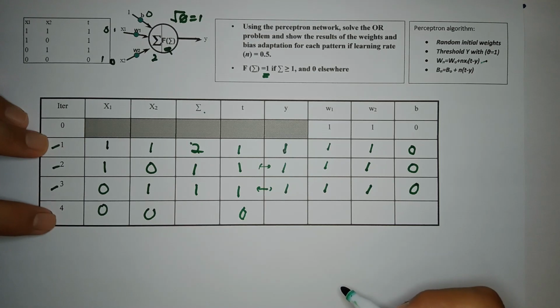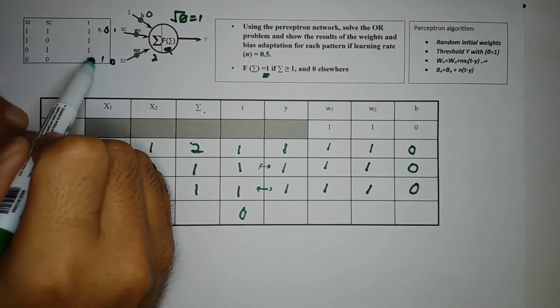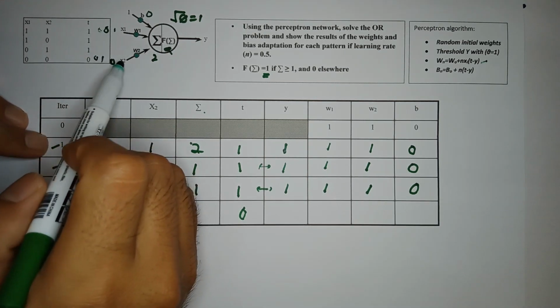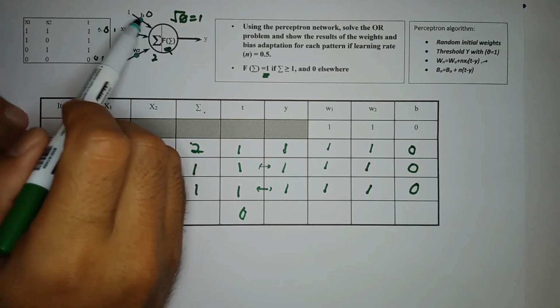And then we move on to the final part. For the final part, we just feed 0, 0 here. So if this part is 0, this part is 0, then the bias part also will be 0.